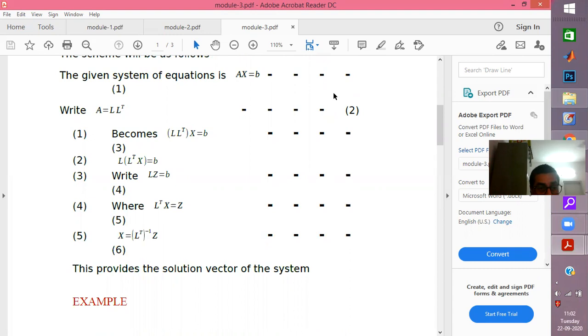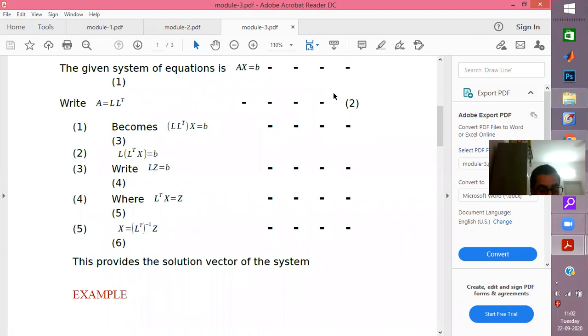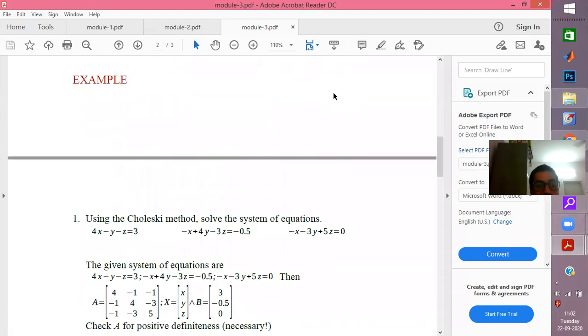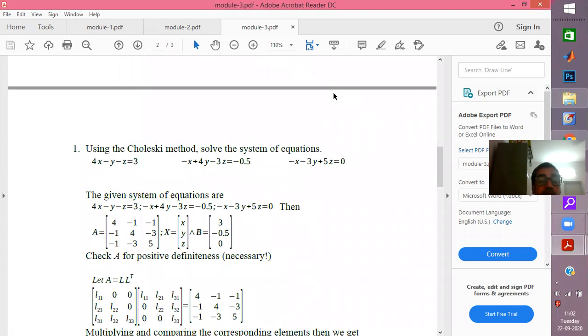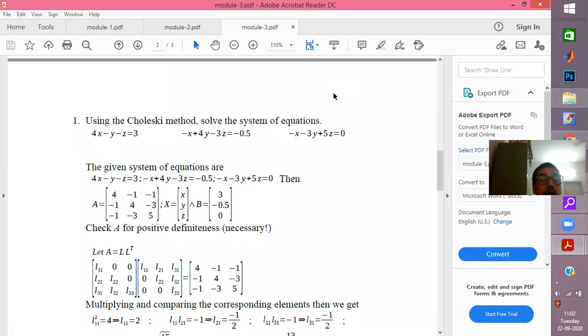So the first focus will be on how to get the factorization L L transpose, but ensure that A is positive definite. Let us take a system of equations. There are three equations and three unknowns. Obviously, you cannot have fewer or more equations, otherwise the coefficient matrix would not be square. So you separate out the coefficient matrix from the solution vector and the right-hand side vector.